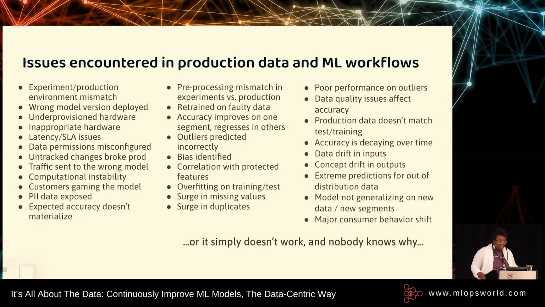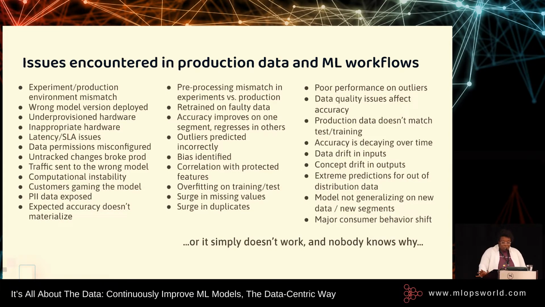Things like correlation with protected features. This is related to fairness. When we say protected, we mean legally protected, things like race, gender, that sort of thing. You may have a surge of missing values. So maybe the data that you pulled out to train your model on is nice and clean, you have minimal missing values, but then when you put this in production, there's optional data or there's data that's missing on occasion.